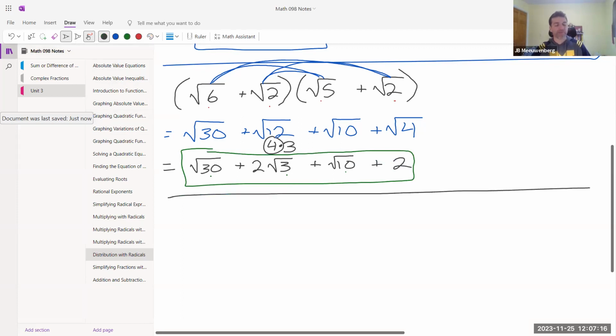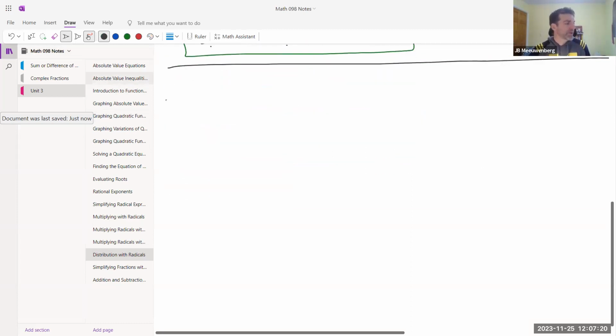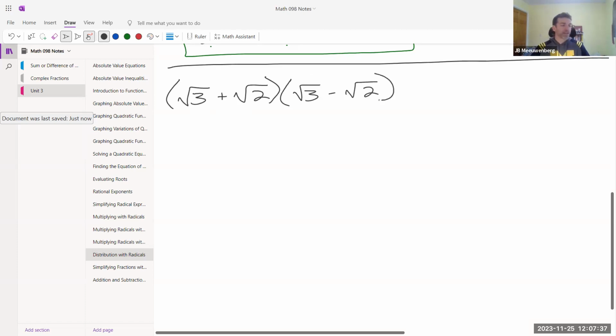Let's look at one more, and I really like this one. This is kind of a fun one. So let's do the square root of 3 plus the square root of 2 in parentheses, so grouped, times the quantity radical 3 minus radical 2. So take a look at that and try this one on your own. See if you can even predict before doing the multiplication what might happen. And then go ahead and do it. I'll keep going.